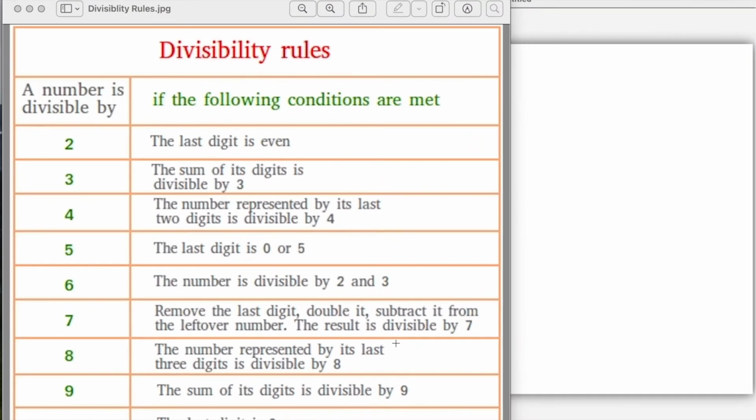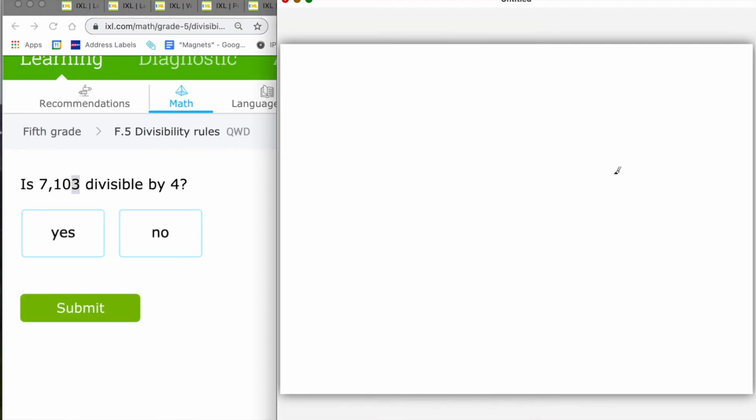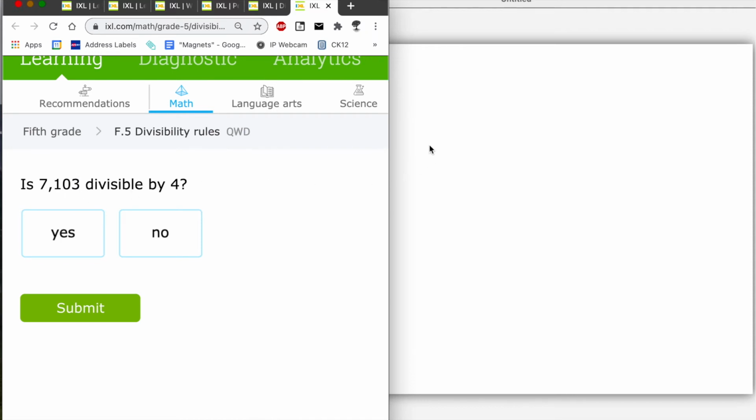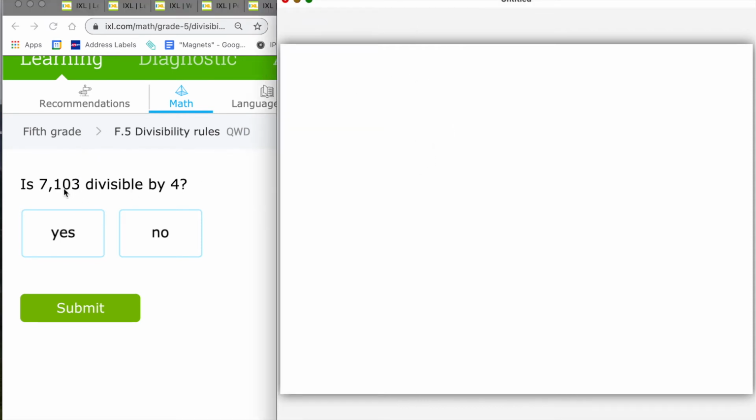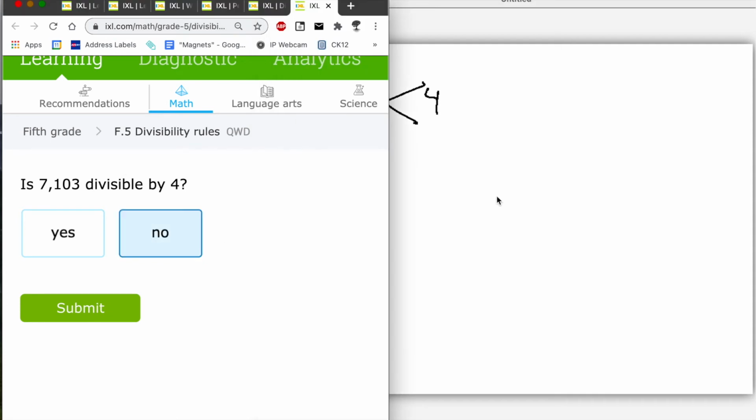She actually has gotten to the place of, oh, right, 4 is the last 2 digits. And she also remembers 8 is the last 3 digits. She does remember that often. So in this example, I would say, okay, we have 7103. You told me we have to look at the last 2 digits. What are the last 2 digits? And then she would say 03. Does 4 go into that or does it not? No, she would say. Then I say, you're right. That means the answer is no.